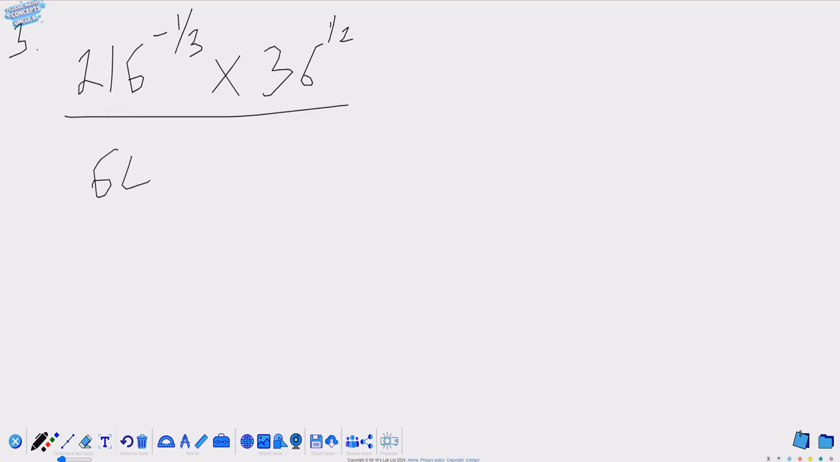Alright, so we have to evaluate. So this third question, so evaluate 216 raised power of minus 1 over 3 multiplied by 36 raised power 1 over 2, then divided by 64 raised power minus 1 over 2, then multiplied by 8. So how are we to evaluate this?